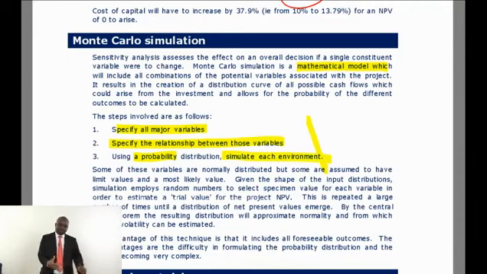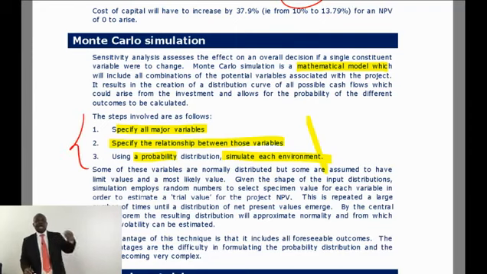The good aspect of simulation, as we said, is that it looks at all the variables and their relationship and their likelihood, that is the probability of them occurring. However, it has got major problems. The major problems are basically the stages. How will you be able to specify all the variables associated with the project?